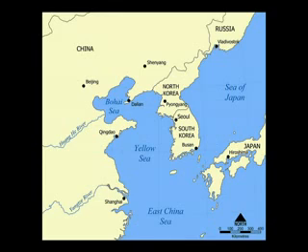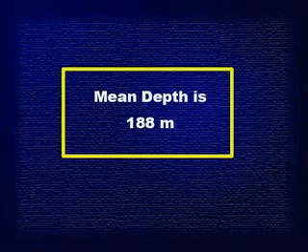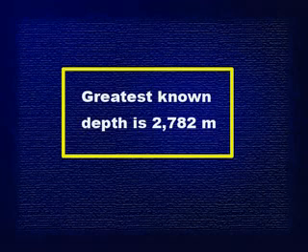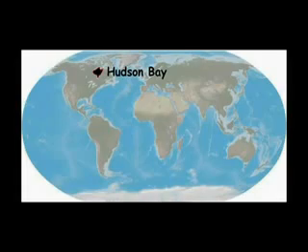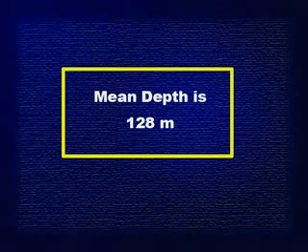The East China Sea has a total area of about 1.249 million square kilometers and a mean depth of about 188 meters. Of course, the deepest point is at about 2,782 meters. The eighth one is the Hudson Bay. The Hudson Bay has a total area of about 1.232 million square kilometers and the mean depth is about 128 meters.